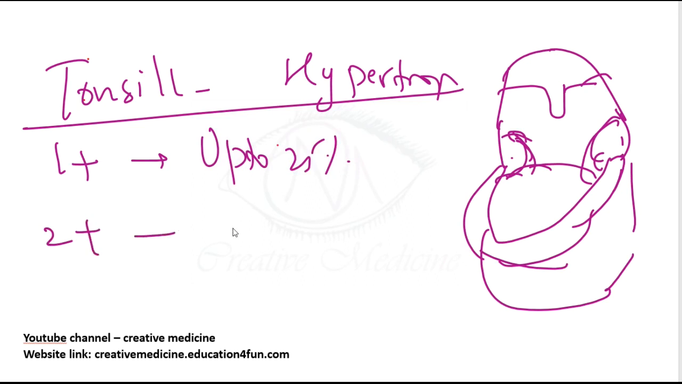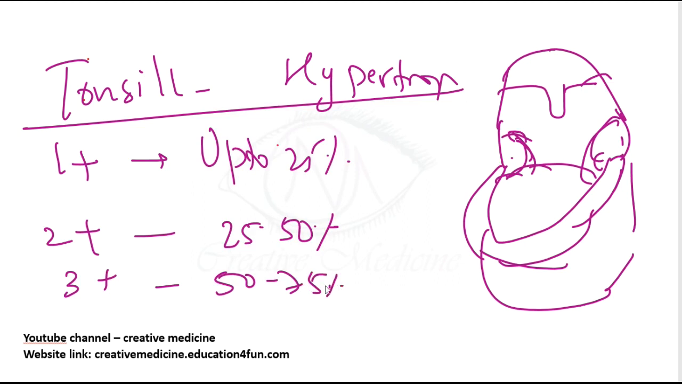If it is 2 plus, that means 25 to 50% projection of the tonsils is seen. If it is 3 plus, then 50 to 75% projection is seen. If it is 4 plus, more than 75% projection of tonsillar hypertrophy is seen. Now, this is about tonsillitis. Then what are the complications of tonsillitis?